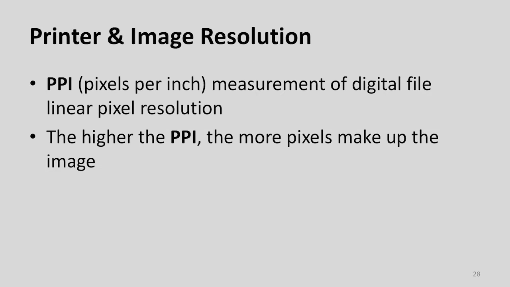So let's just have a look quickly at some printer and image resolution terminology. PPI refers to pixels per inch, and I'm sure you know this already, and it's a measurement of digital file linear pixel resolution. The higher the PPI, the more pixels that make up the image.